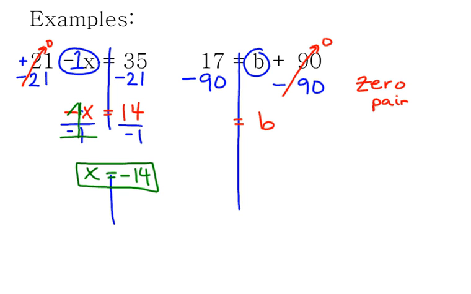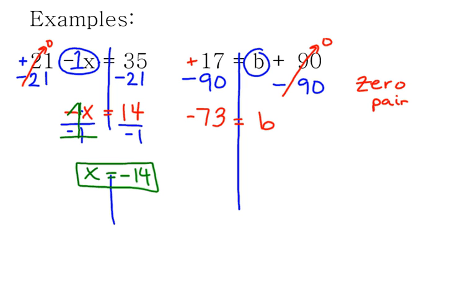And on the other side, I've got different signs, because remember this is a positive 17. Different signs, so I subtract. 90 take away 17 is 73. And it is negative because the 90 is bigger.